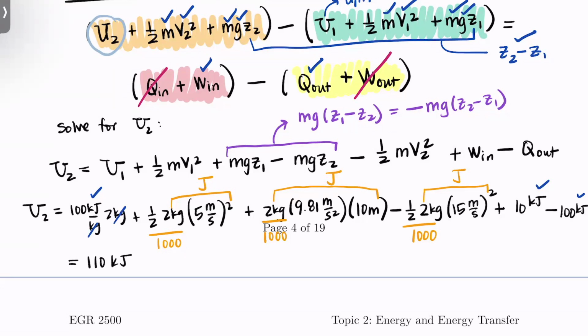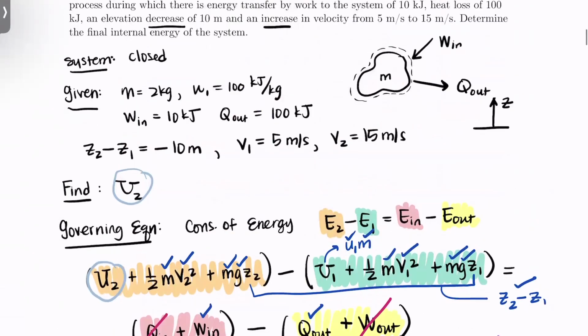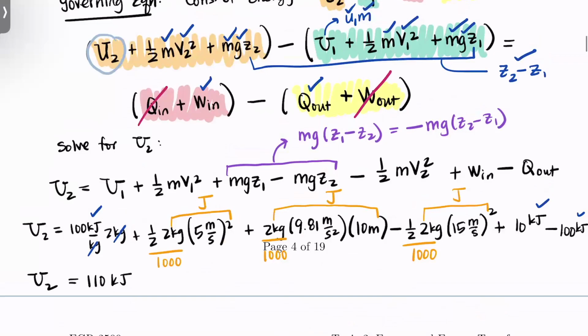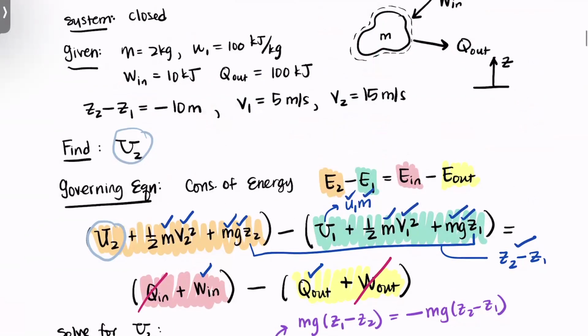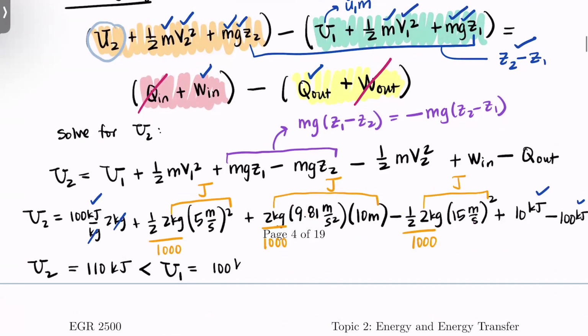Okay, so when we do that, we get 110 kilojoules for U2, which is less than the initial energy, which was 100 kilojoules per kilogram times 2 kilograms, 200 kilojoules. All right, so our internal energy has decreased from state 1. Does that feel okay for everybody? More or less? A good time had by all?